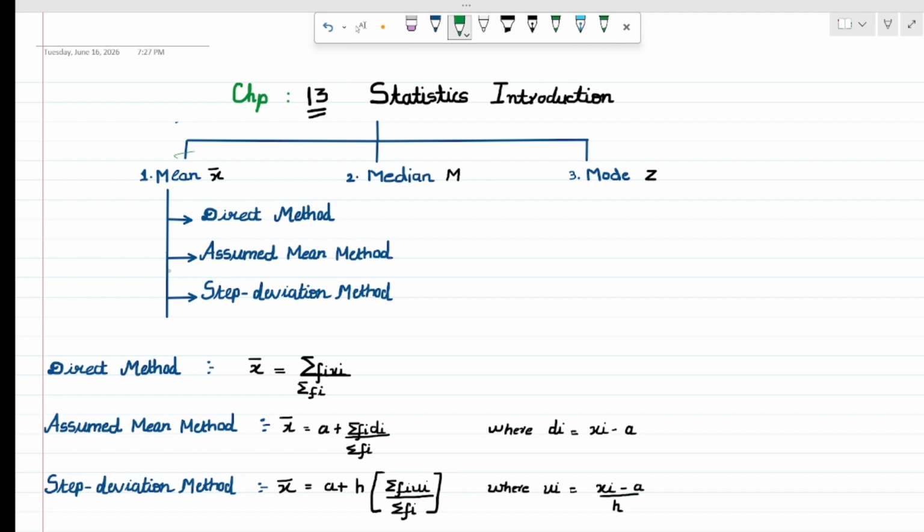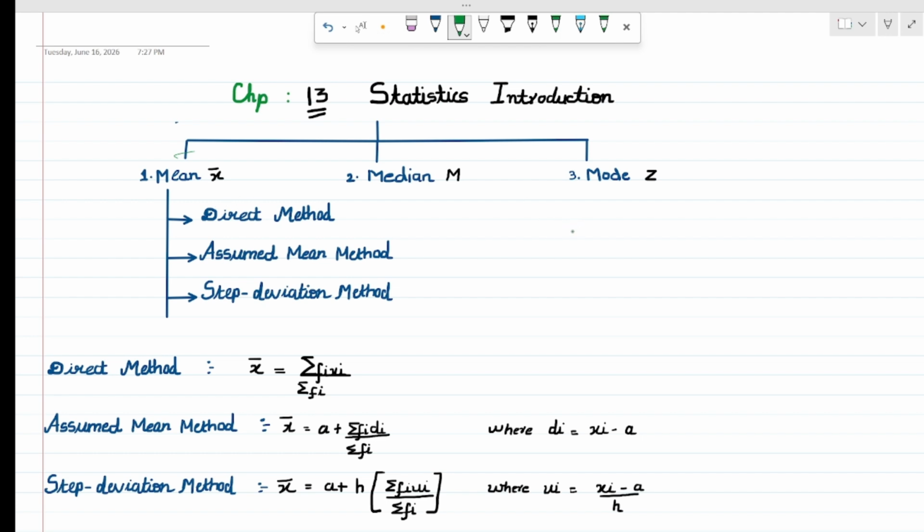we have the sum of all the observations divided by the total number of observations. What does mean mean? Mean means the sum of all observations divided by the total number of observations.